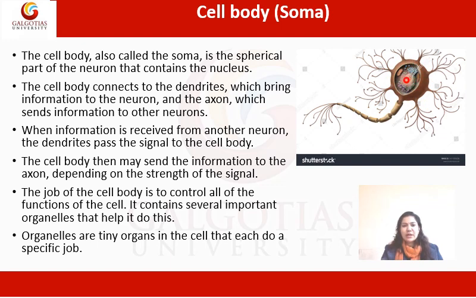A cell body connects to the dendrites, which bring information to the neuron, and the axon, which sends information to another neuron. When information is received from another neuron, the dendrites pass the signal to the cell body, and the cell body then may send this information to the axon depending upon the strength of the signal.